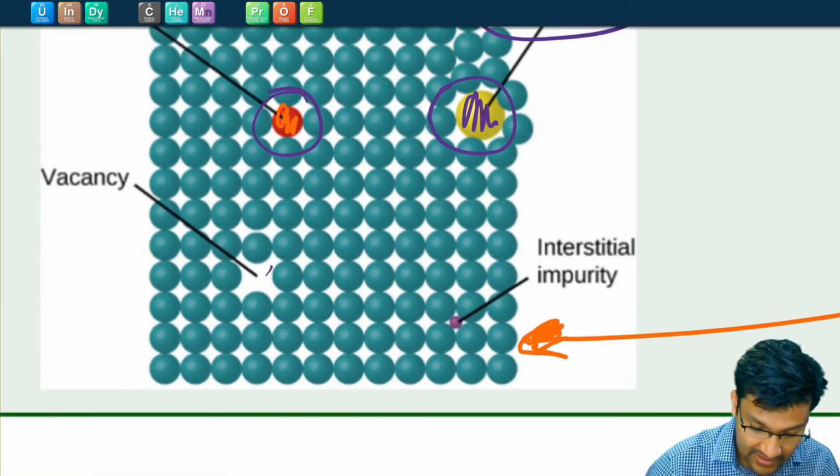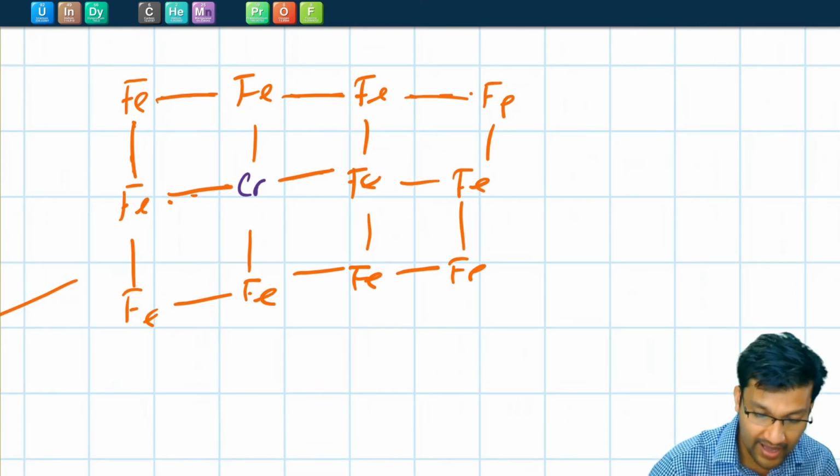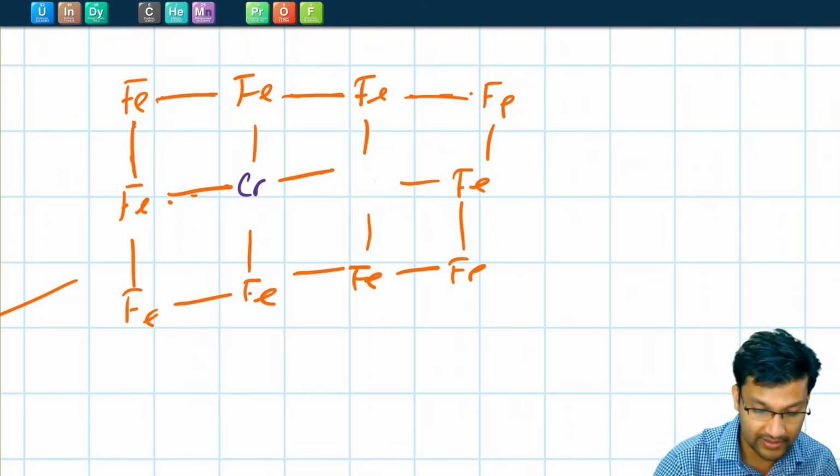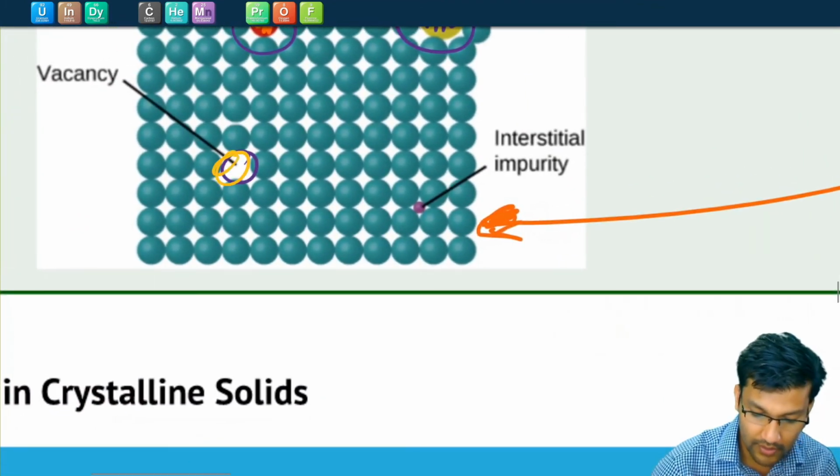There's also vacancy, where, for example, an atom is just missing in a crystal structure, like that. There's an empty spot right there. It doesn't really disturb the crystal structure as much, it's just a hole, a vacancy.